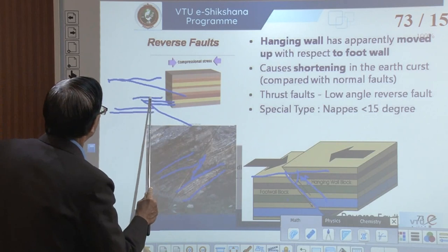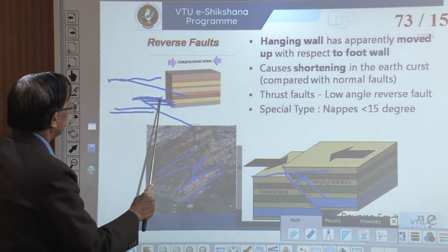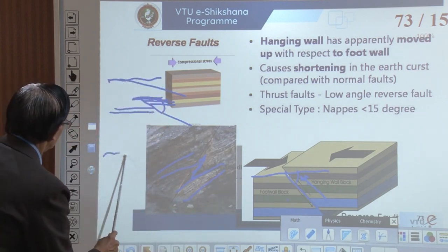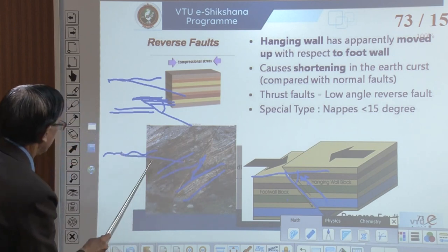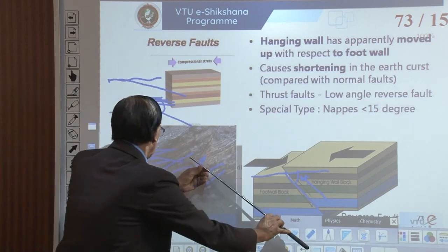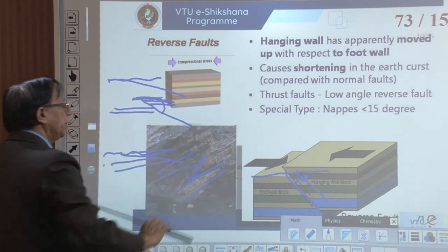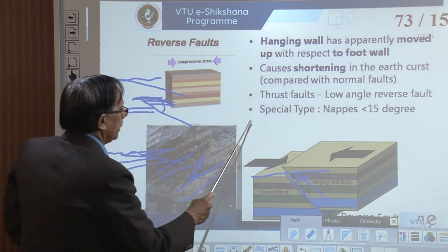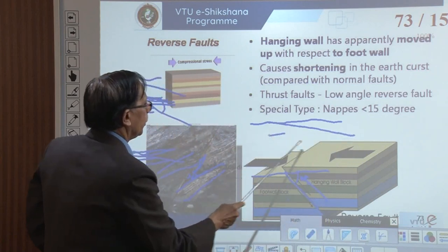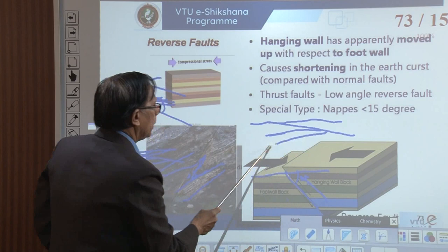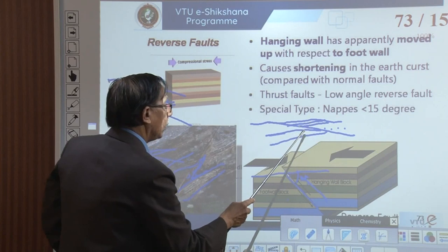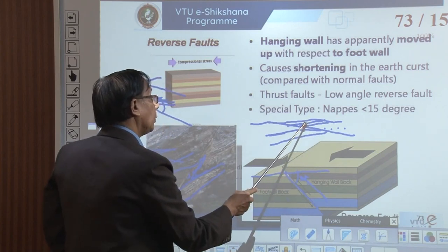If the angle of this fault plane is less than 15 degrees, what happens is, if this is the ground, this is less than 15 degrees, this is one block, this is another block. What happens? This block moves over them and rests on the older rocks. Carefully see, this is the fault plane. This was the block and it was here, but it moved here and is now resting on this, on the same rock.